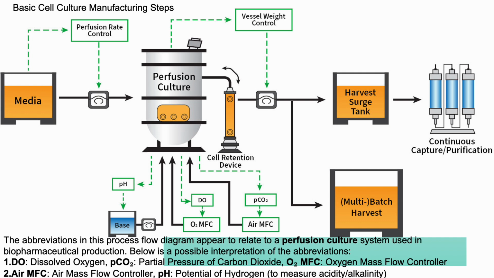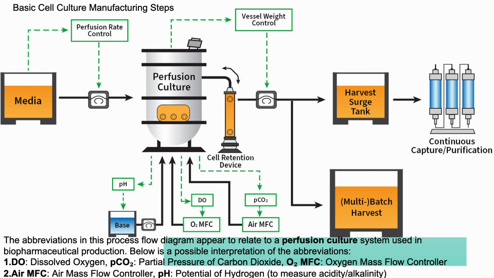Now let's look into the manufacturing steps for basic cell culture. On the left, you have the media. We already understood what a media is. We also have a perfusion rate control. And from the media, we're going to add that into the perfusion culture with our cells. We are going to use different types of equipment for the pH, for the dissolved oxygen, for the PCO2, etc.